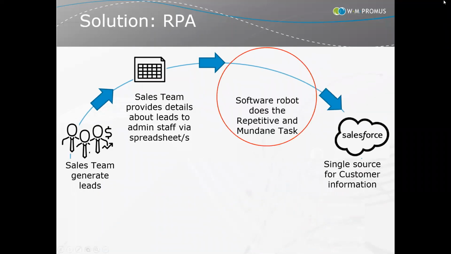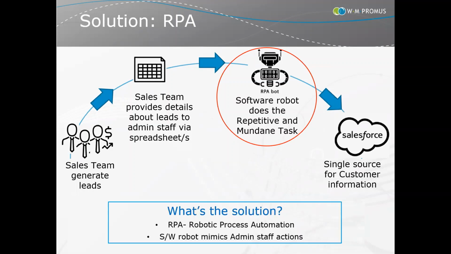The solution to our problem is that we can introduce a software robot that does the mundane and repetitive task for us rather than the admin staff having to do it, whereas the admin staff can therefore do a more productive and useful task rather than feeling like a robot. We call our software robot RPA bot, and what RPA stands for is Robotic Process Automation. The function for our RPA bot is to mimic the exact actions that the admin staff does for the process.